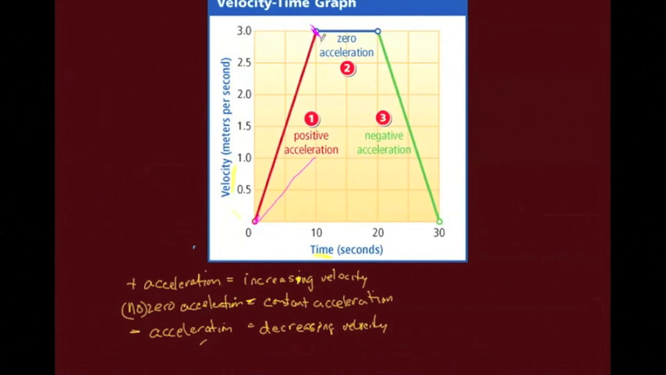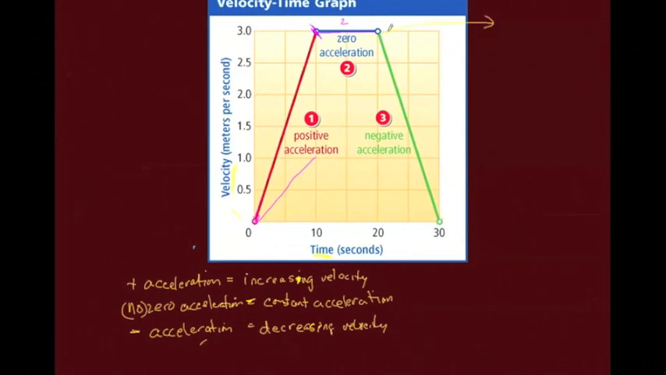Its speed is increasing. And over the second 10 seconds, it's remaining constant. And in the last 10 seconds, it's slowing down at an increasing rate. So it's getting slower and slower and slower. So the steeper the slanted line, the greater the change in velocity. Positive acceleration is indicated by a line that's going up over time. Zero acceleration is indicated by a flat line, and negative acceleration is indicated by a line that's coming down over time.